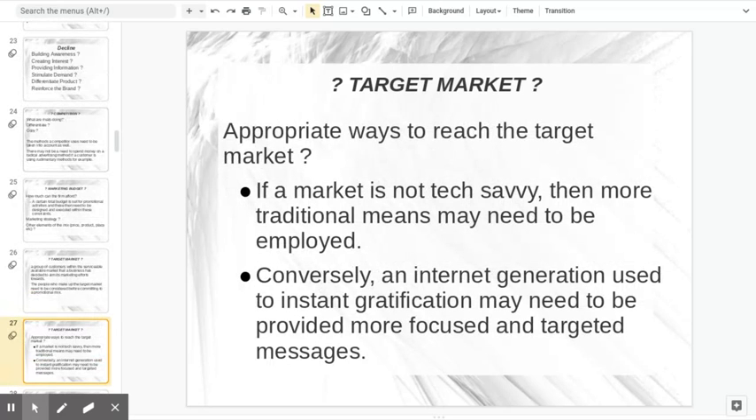There are appropriate ways to reach the target market. If a market is not tech savvy, say older people, then more traditional means may need to be employed. Of course, older people don't go on social media, so we can't advertise on social media for them. Conversely, an internet generation, just like most students, used to instant gratification, may need to be provided more focused and targeted messages. Yeah, we can be tech savvy. We can use social media and those types of things to reach the younger generation.